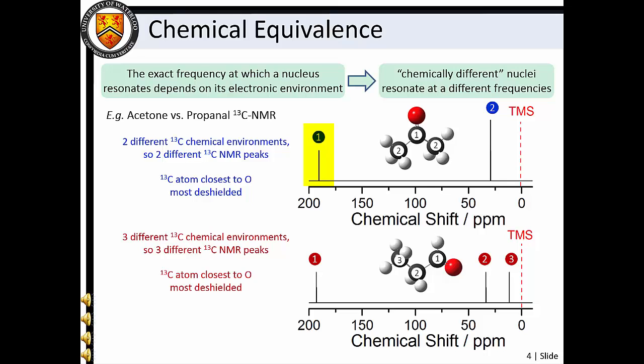In propanol, all 3 carbon atoms are in different chemical environments. Carbon atom 1 is closer to the oxygen atom than carbon atom 2, which is again closer to the oxygen atom than carbon atom 3. As a result of the 3 chemical environments, 3 carbon-13 resonances are observed with chemical shifts based on proximity to the oxygen atom.